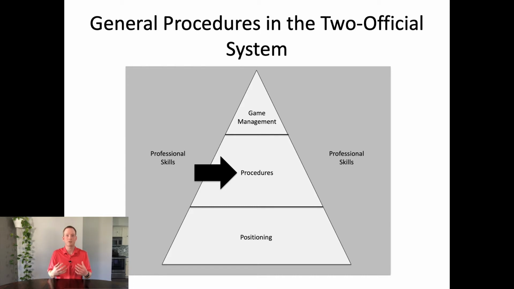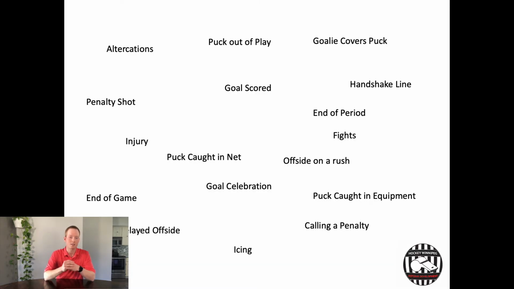So when we're talking about procedures, it's always about what you do at the stoppages of play. And it doesn't matter what type of stoppage it is, procedures always follow a standard process at every stoppage. Because you can have different types of stoppages: offsides, icings, puck out of play, altercations, penalty shots, puck caught up in equipment. And they're all going to have, yes, slight little nuances to them about where you want to go on the ice and how it is that you manage a stoppage, but they all fall back into this general procedure that we're going to learn right now.